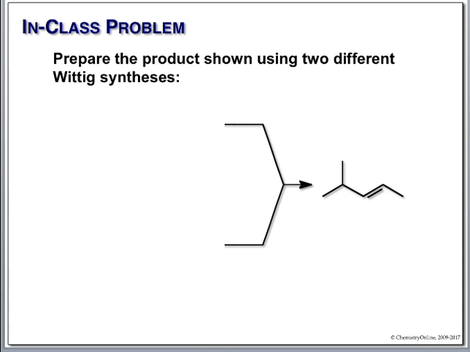Again, classic exam question. Make this alkene using a Wittig reaction 2 ways. All you have to remember, these are your sp² carbons, right? In one method, this was a carbonyl. In the other one, this was the carbonyl. That's all you have to remember.